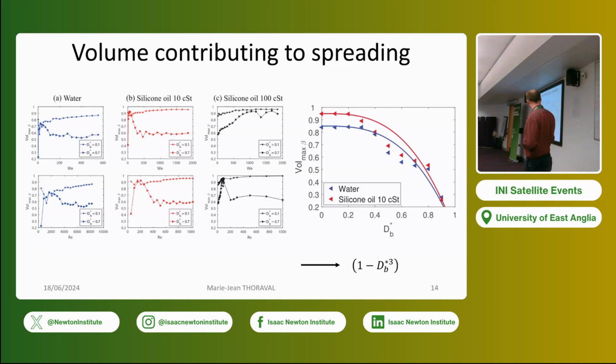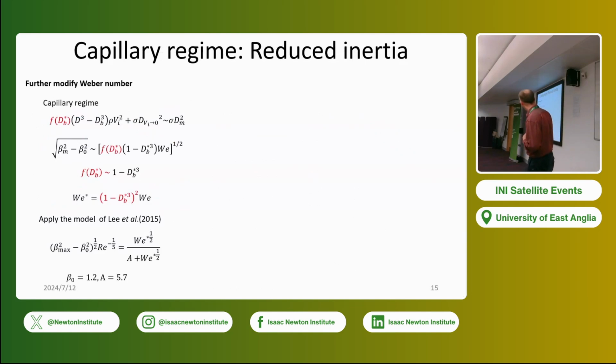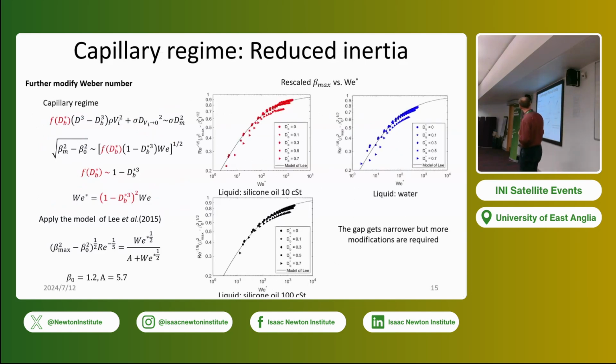And we have a correction that we can fit with a prefactor that is about 1 minus dB cubed again. So if we combine this one with the previous one, we have not only the first volume correction that we had before because of the presence of the bubble, but also this prefactor that is due to the formation of the jet at the center. And if we combine these two, then we get already a better collapse of the data by including a modified Weber number inside the theory. Now we still have some discrepancy.